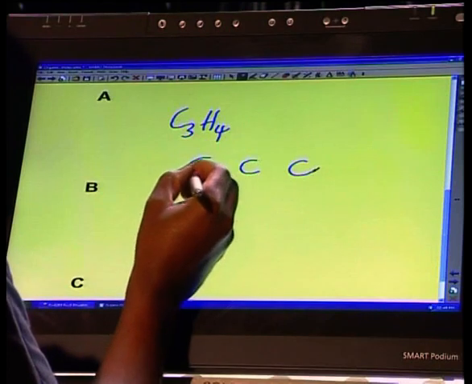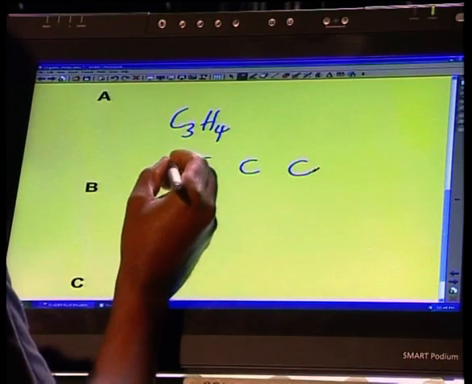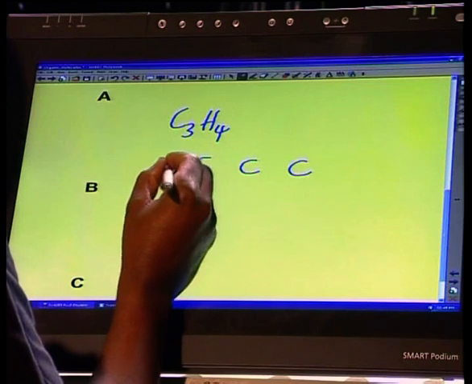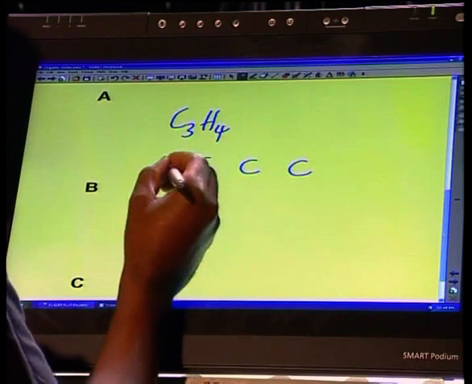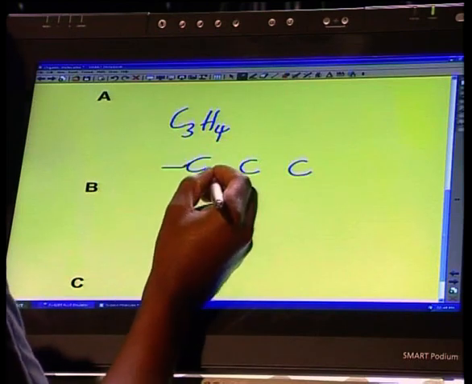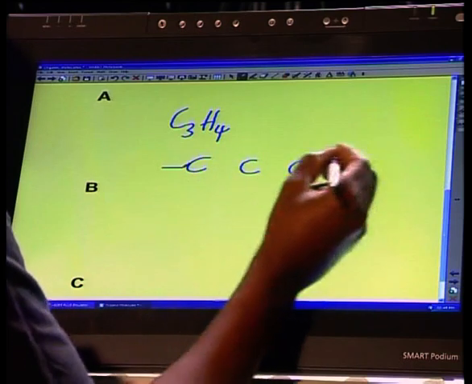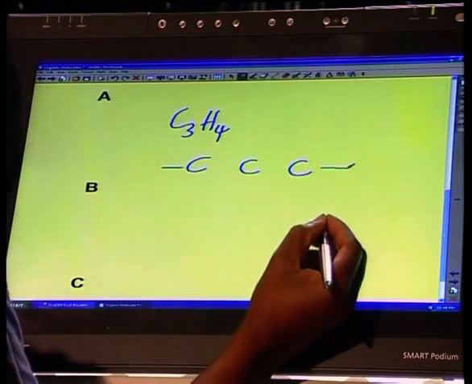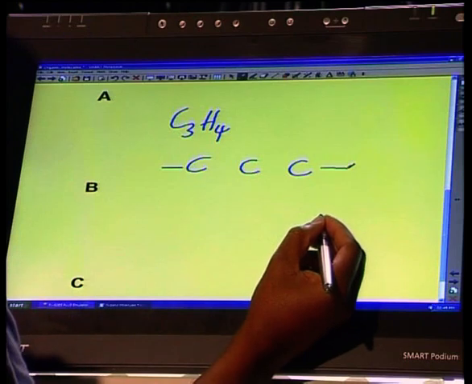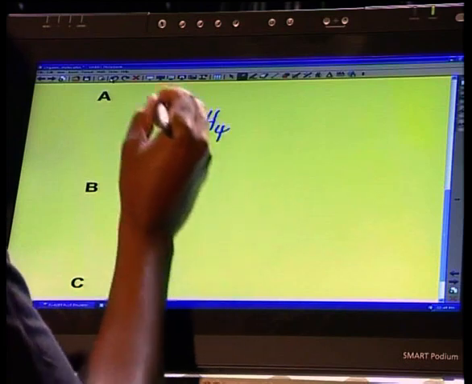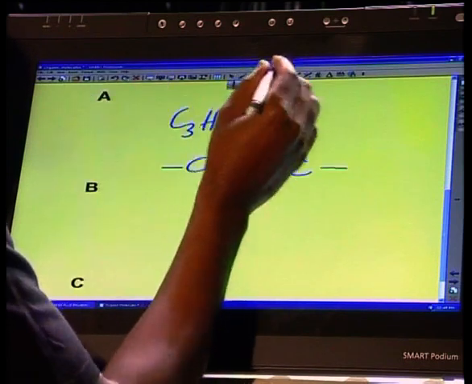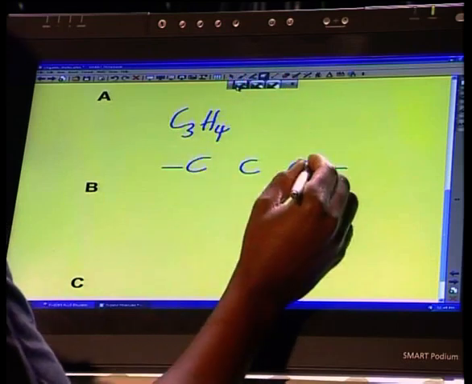So let me check this. If I have 1 carbon to hydrogen bond here, I can have another one there. Just thinking aloud here. Allow me to do this. Let me just erase this one quickly.